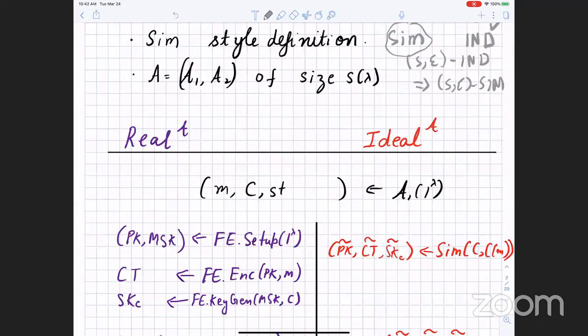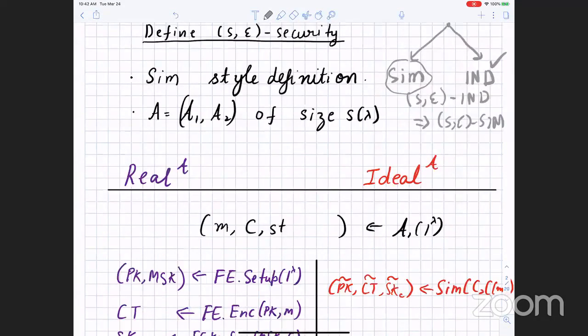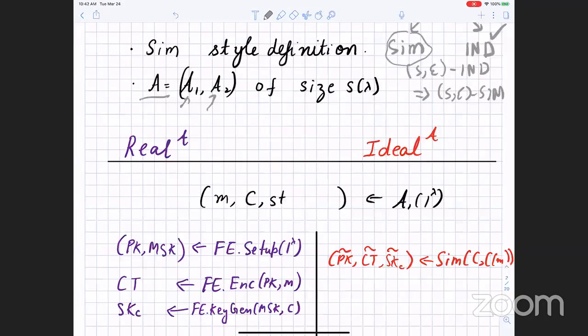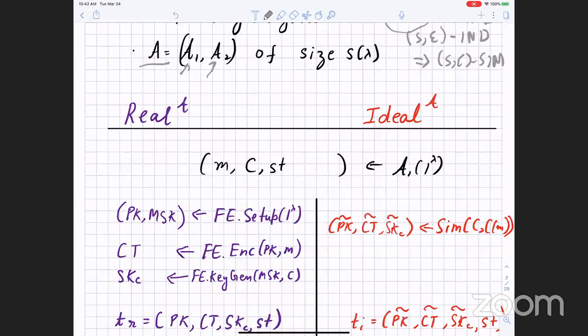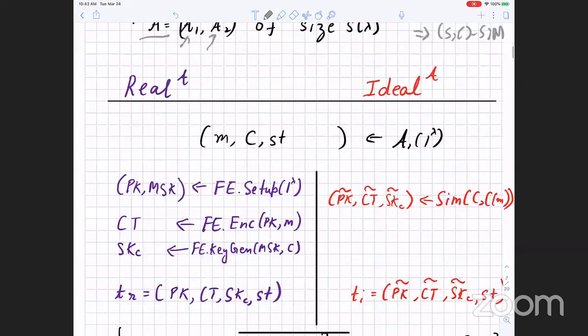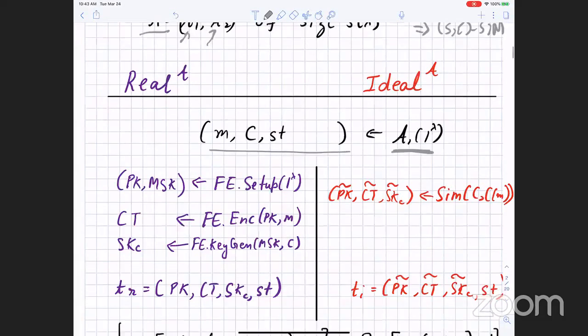As I was saying, S is the size of the adversary in the game. So let's say you have an adversary A, which is a two-part adversary, A1 and A2, and both have size bounded by parameter S. Now, since we are talking about a simulation-based notion, there are two distributions, real and ideal, and the security definition is just going to be some kind of indistinguishability between these two distributions. So I'm going to define these distributions now. The first step is common to both distributions, real and ideal. Here the adversary A1 takes in the security parameter and outputs a message M, a circuit C, and a state that adversary A might compute.